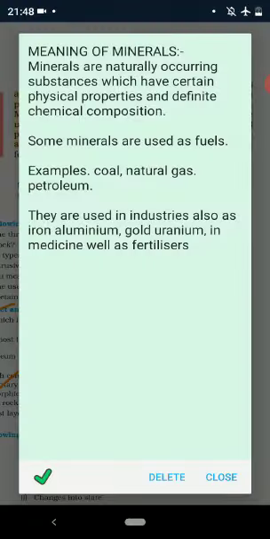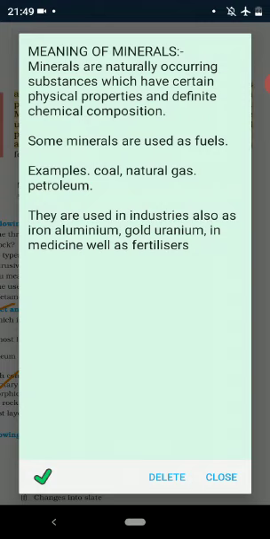minerals, right? So what are minerals? Minerals are naturally occurring substances which have certain physical properties and definite chemical composition, right? So some minerals are also used as fuels. Examples are coal, natural gas, petroleum. I think everybody has seen petroleum. Yes. So they are used in industries.